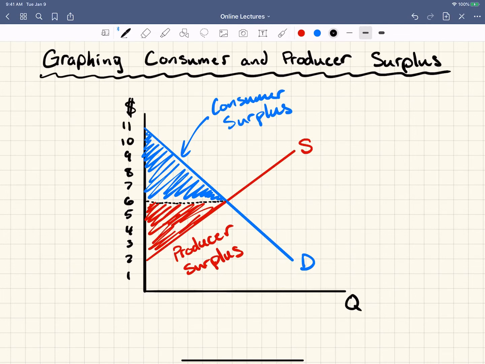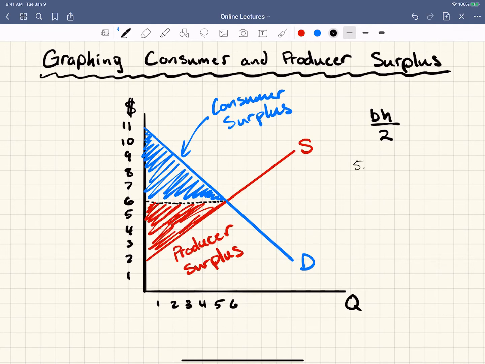So if we want to calculate the area of those triangles, we could calculate what the actual consumer and producer surplus is. So we know the area of a triangle is base times height divided by 2. Let's figure out consumer surplus first, which is basically from here to here, right? That is the base. And so that looks like it's about 5.5. We'll go with 5.5 as an approximation.